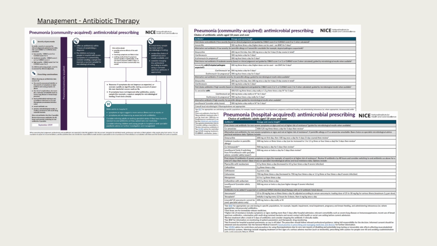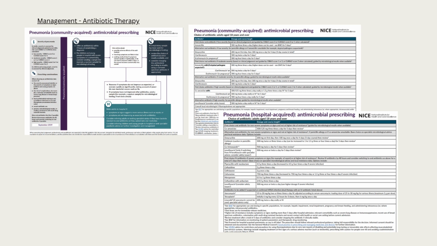The first line option would be to offer an antibiotic. In community-acquired pneumonia, the first line choice of antibiotic would be amoxicillin 500 milligrams 3 times a day. If it is contraindicated, for example, the patient has a penicillin allergy or they're not tolerating the amoxicillin well, we can then give a second line drug, which is doxycycline 200 milligrams for the first day and 100 milligrams a day for 4 days, or clarithromycin, erythromycin.